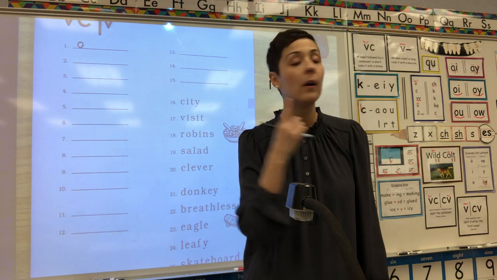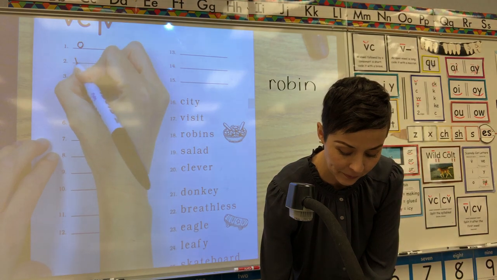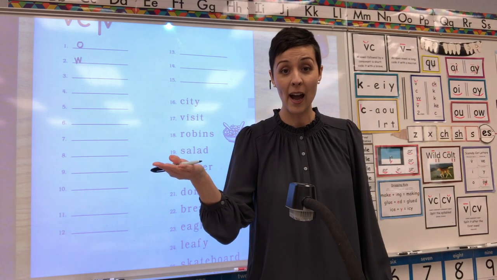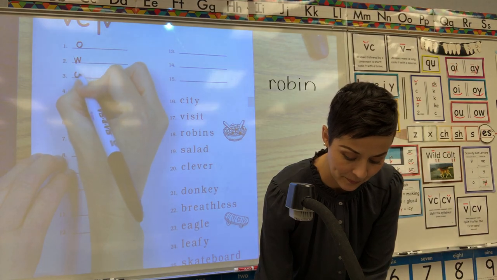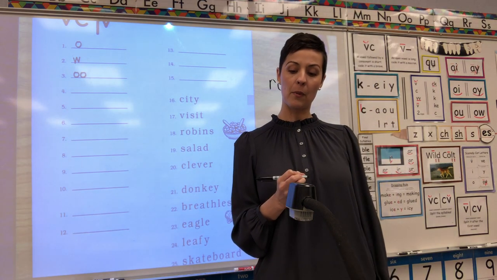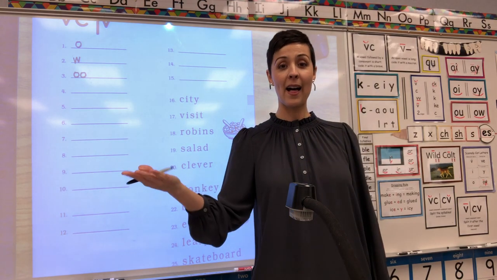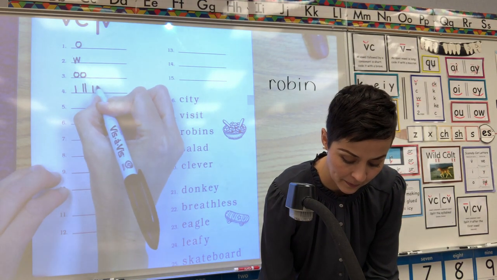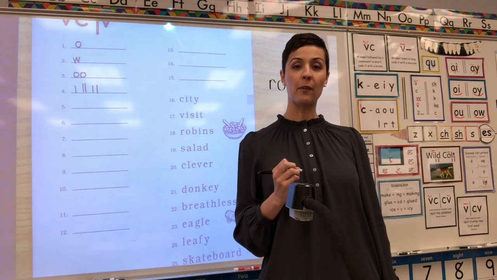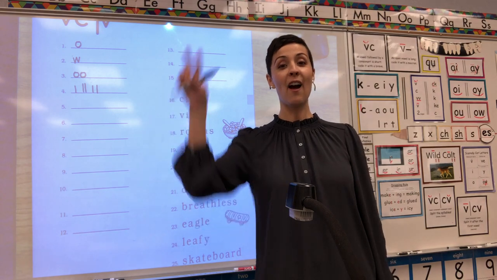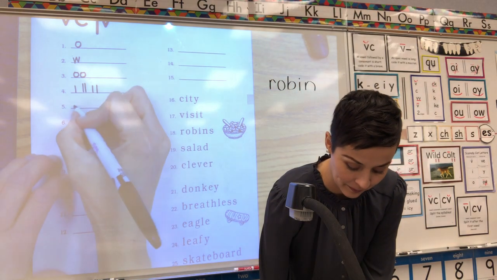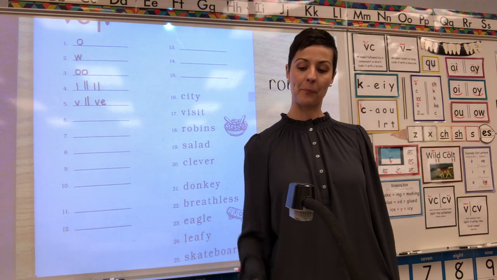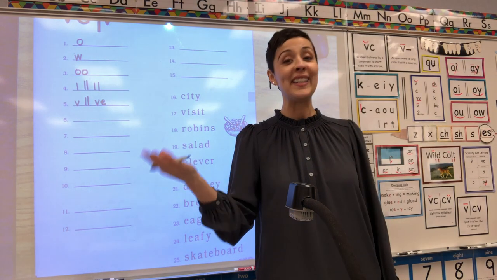Number two, w. Number three, digraph, o, o. Number four, l, final l. Number five, v, final VE. Number six, oo, digraph OO.